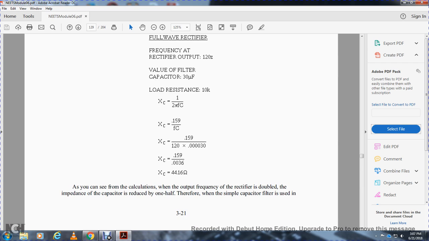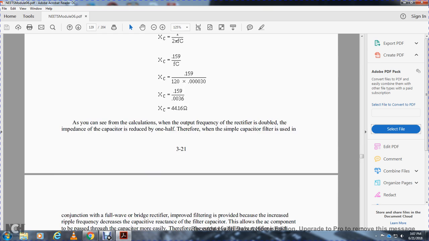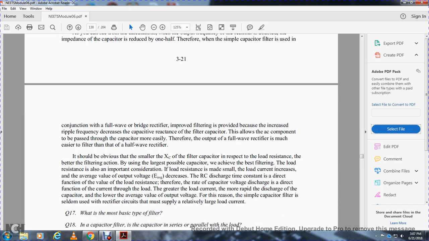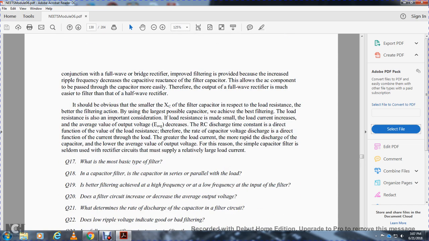it will give you 44.16 ohms. As you can see from the calculation, the output frequency of the full-wave rectifier doubles, and the reactance of the capacitor is reduced by 1/2. Therefore, the simple capacitor filter is used in combination with the full-wave bridge rectifier to improve filtering. With the increase of frequency, the capacitive reactance of the filter capacitor decreases, allowing the AC components to pass through the capacitor more easily. Therefore, the output of the full-wave rectifier is easier to filter than that of the half-wave rectifier.